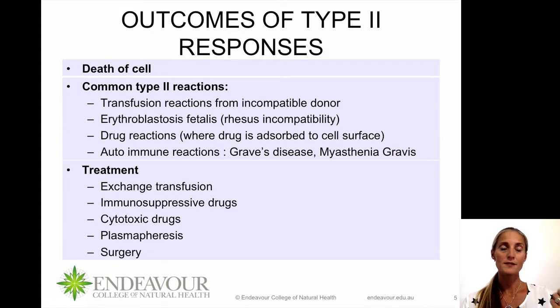Outcomes of type 2 responses: the death of the cell is one possible outcome. Common type 2 reactions are listed here. Now, rhesus incompatibility can be treated by using a transfusion. There are a number of different types of drug reactions and, as we've mentioned, autoimmune diseases. So plasmapheresis in this treatment list here is a method of removing a quantity of the plasma from the blood, and then the remaining cells are retransferred back to the host.